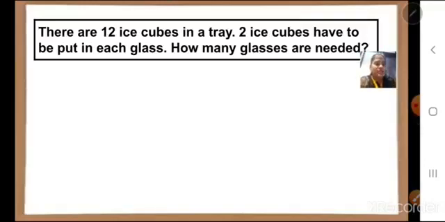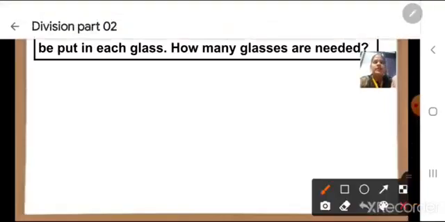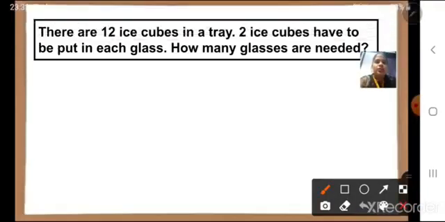First we have to understand what they have told us, that there are 12 ice cubes. Total number of ice cubes are 12 in a tray. 2 ice cubes have to be put in each glass. Just imagine there are glasses in front of us and we have to put only 2 in each glass. So how many glasses do we need?